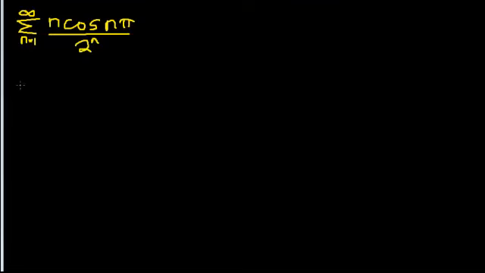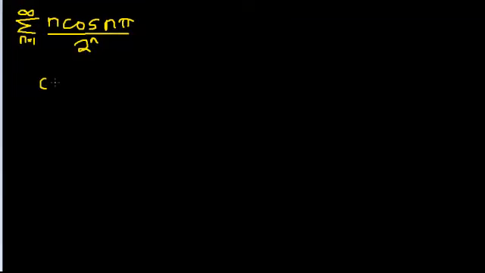Alright, so today we have the infinite series of n cosine n pi over 2^n. I'm going to solve this using the alternating series test. But how am I coming to the conclusion to use this test? Because it doesn't even have (-1)^n, or anything to indicate that it's an alternating series. Why am I saying to do that?